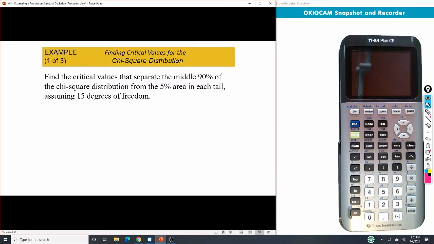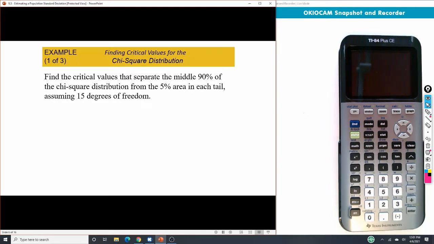All right, so let's start by finding the critical values that separate the middle 90% from the 5% area in each tail. Now, we've got to be careful here. It says the middle 90%. That means that we have 10% left, and we divide that in 2 to get 5%. That's our tails.